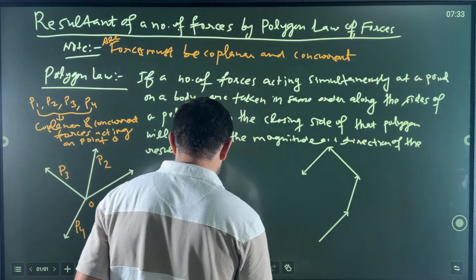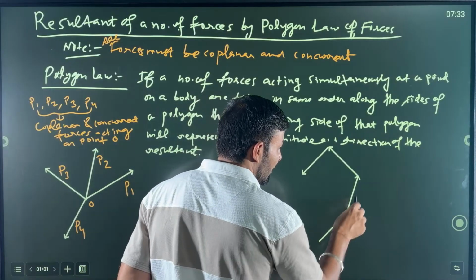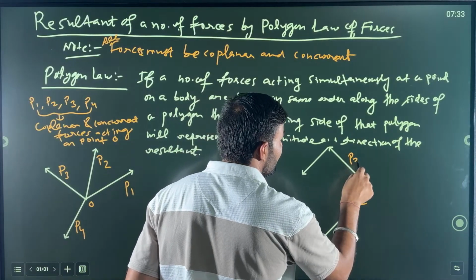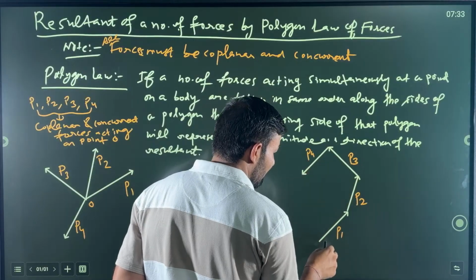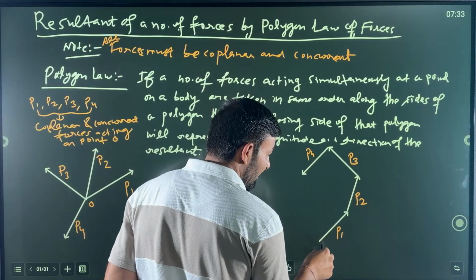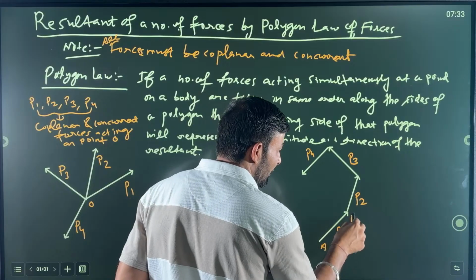Like that. Okay, so be careful. So what is this? This is P1, this is P2, this is P3, this is P4. Let us suppose this point is A point, my dear friends. This point is B point.